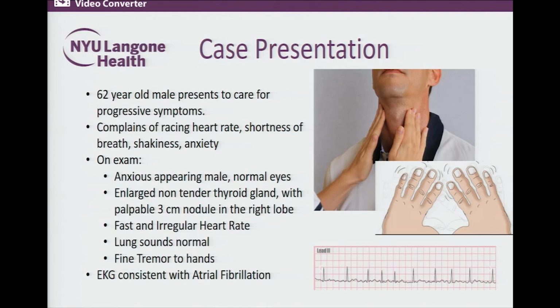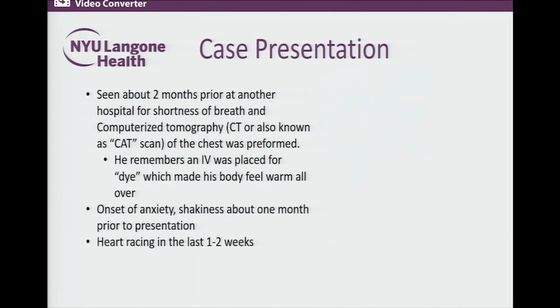The EKG, or the electrocardiogram, that's shown at the bottom corner of this screen, was consistent with a condition called atrial fibrillation, which is an irregular heart rate in the atria. And so when I asked him further about this, the patient had mentioned that he had recently been seen in an outside hospital, at which time he was given a CT scan, also commonly referred to as the CAT scan, for symptoms of shortness of breath. He said he remembers that they gave him an IV dye that made his body feel all warm all over.